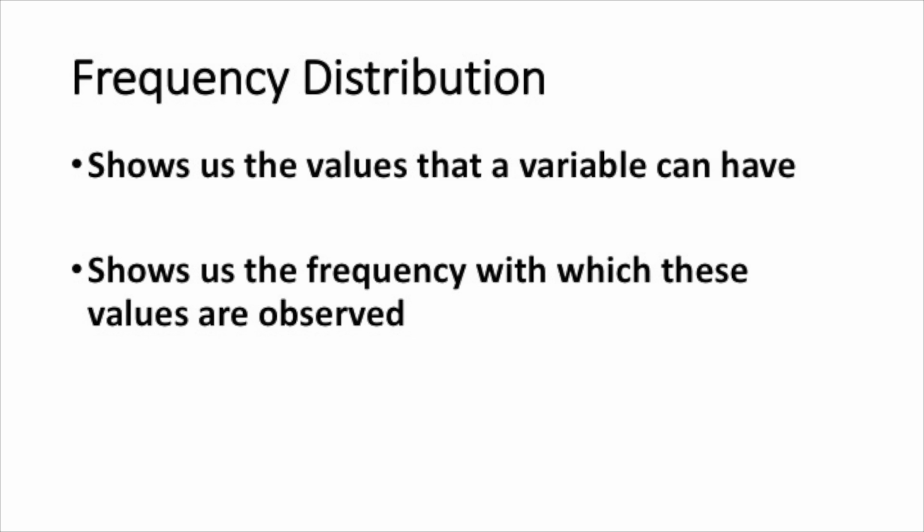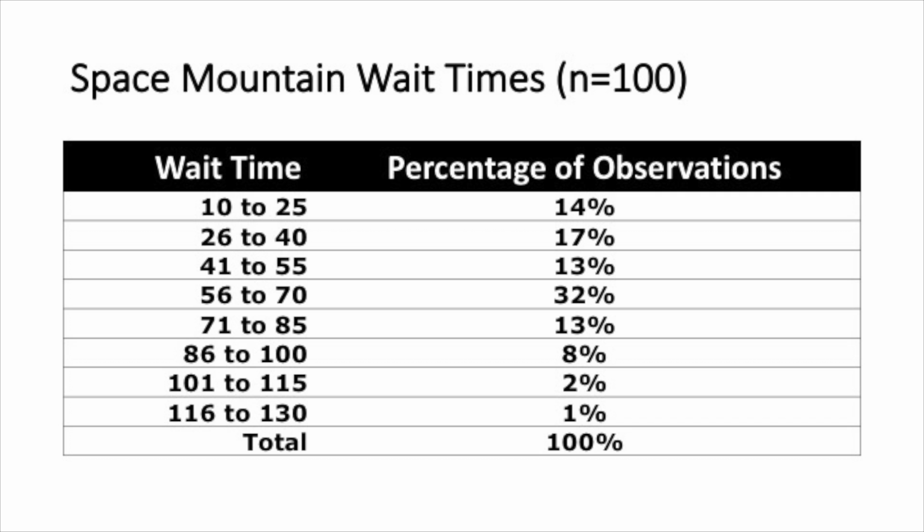A nice first approach is to make a frequency distribution, which shows us the values that a variable can have and the frequency with which these values are observed. Here's a frequency distribution that summarizes this information. You can see classes of non-overlapping wait times and the percentage of observations that fall within each class. Also, I have a good descriptive title and show the sample size of 100 observations.